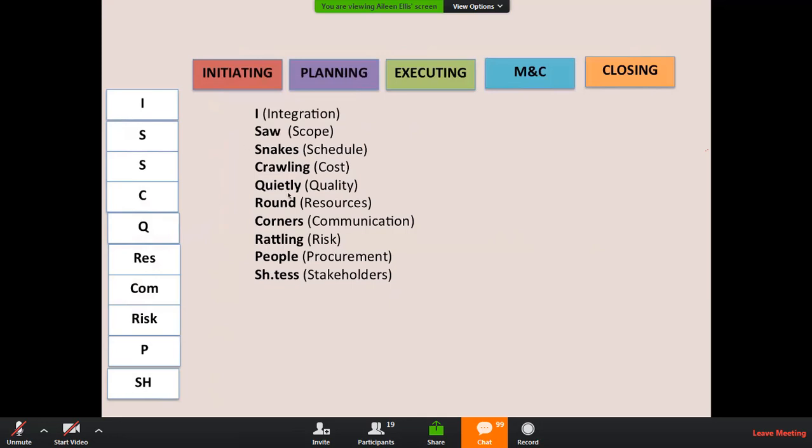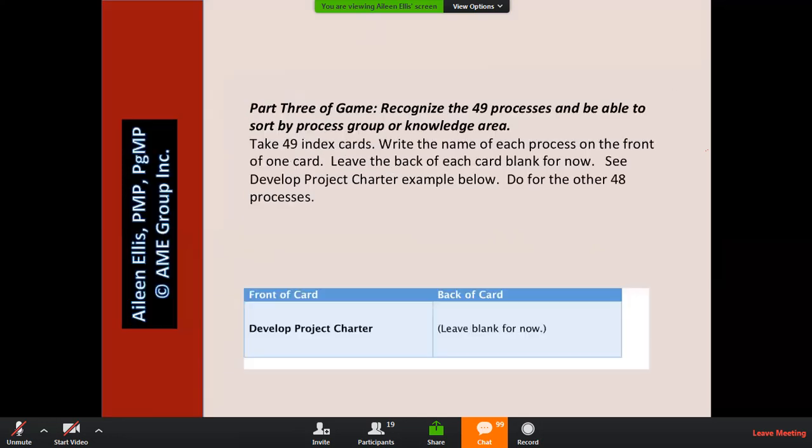So this is my phrase. You can use my phrase if you want. I think it would work better if you came up with your own phrase in the beginning, and that helps you sort the knowledge areas.